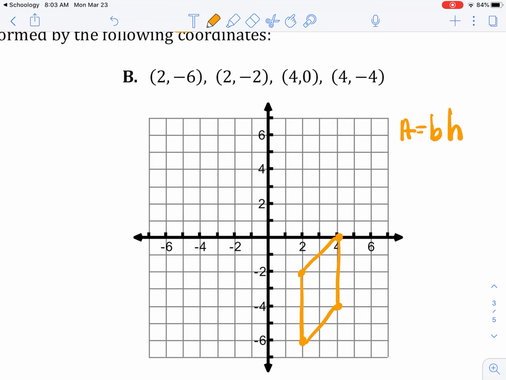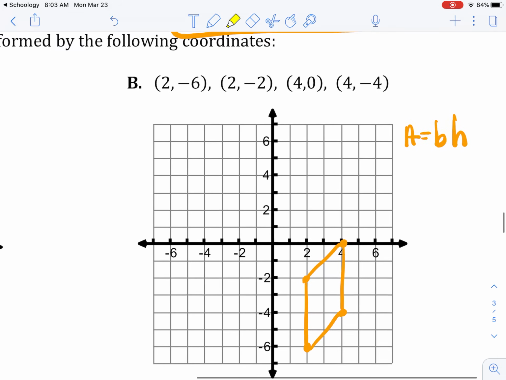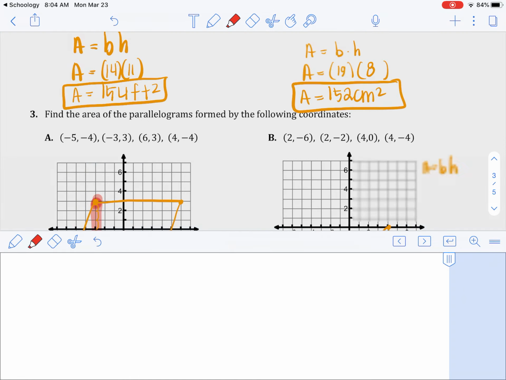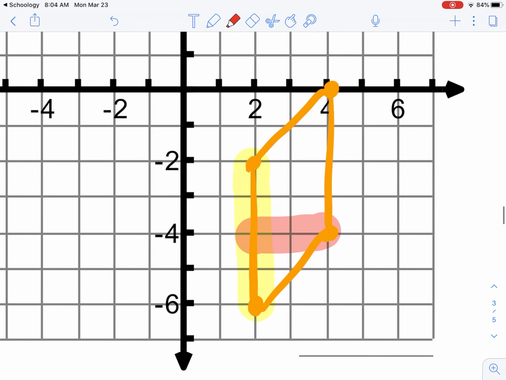Area equals base times height. All right, so remember for my base, I'm looking for either a vertical or a horizontal piece. All right, so I see a vertical piece right here. That's what I'm going to say my base is. For my height, I need something perpendicular to that. So I could either call that my height or this my height, but I want it to be a direct distance from the top to the bottom. Seeing that yellow piece is the bottom, that's what I'm going to use as my height. Or red is what I'm going to use as my height.